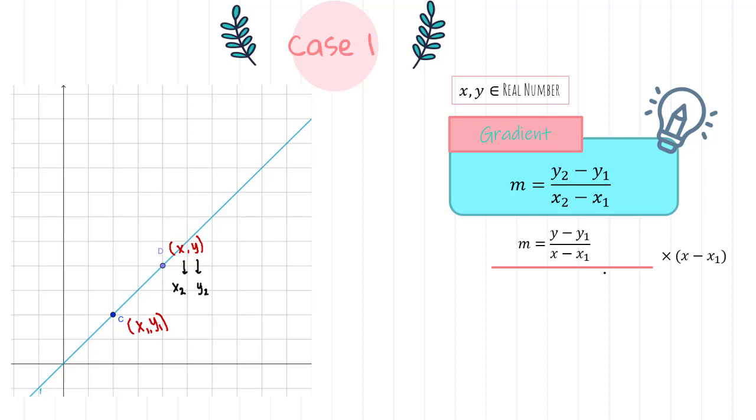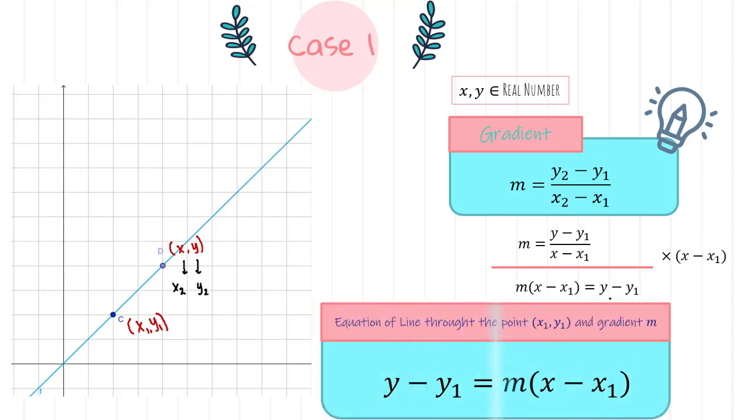And we can multiply both of the side with (x - x1). And we will find m times (x - x1) = y - y1. And now we get the formula of the equation of the line through the point (x1, y1) and the gradient of m. y - y1 = m times (x - x1).